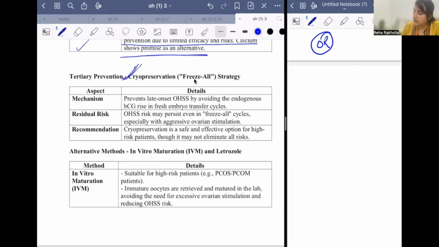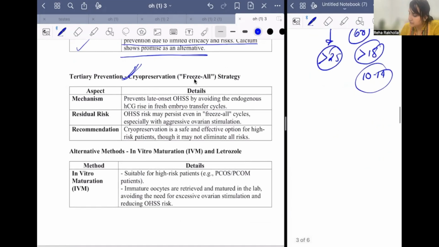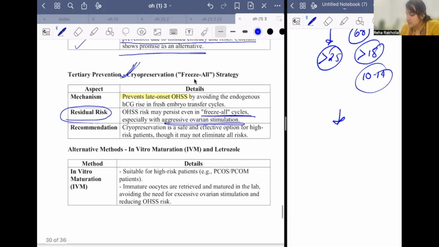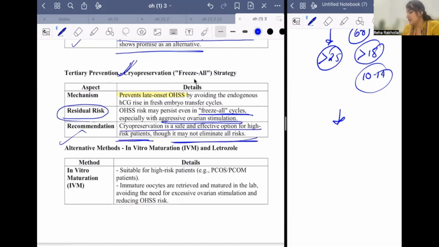Now we'll talk about cryopreservation, freeze-all. We have already talked about in which patients we do cryopreservation: more than 25 follicles, or more than 18 follicles greater than 10 to 14 millimeters, we will do freeze-all. We have already discussed that it prevents late OHSS by avoiding the endogenous HCG rise in a fresh embryo transfer cycle. Residual risk: OHSS risk may persist even in a freeze-all cycle, especially if there is aggressive ovarian stimulation. Recommendation: cryopreservation is a safe and effective option for high-risk patients, though it may not eliminate all the risk.